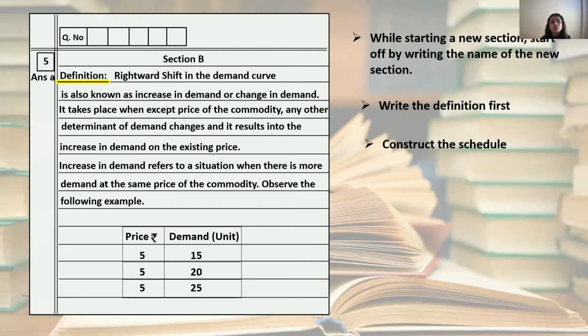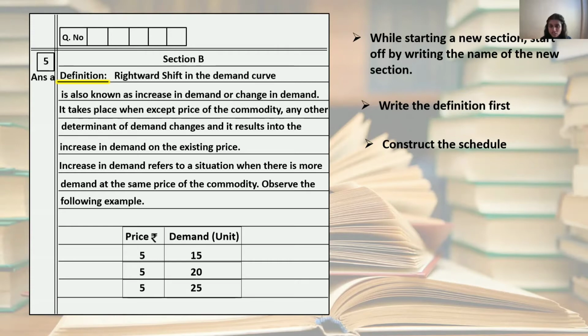Yes, students, what is the rightward shift? The rightward shift is nothing but increase in demand. So you would write down the definition for increase in demand and say that because of so and so factors, when the demand increases, it causes a rightward shift in the demand curve. So you get an altogether new demand curve, right? That is why it is known as a rightward shift. So basically it is increase in demand. You have to explain that very nicely, elaborately, and include everything that there is to explain in that definition.